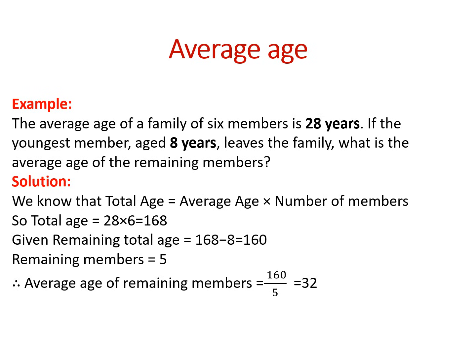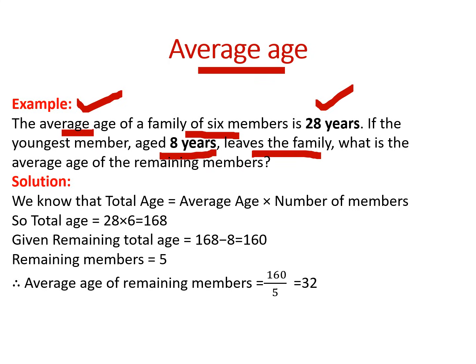Now, let us consider another example based on average age. The average age of a family of 6 members is 28 years. The youngest member is 8 years old. If this member leaves the family, we have to find the average age of the remaining members. Let us solve this example step by step.